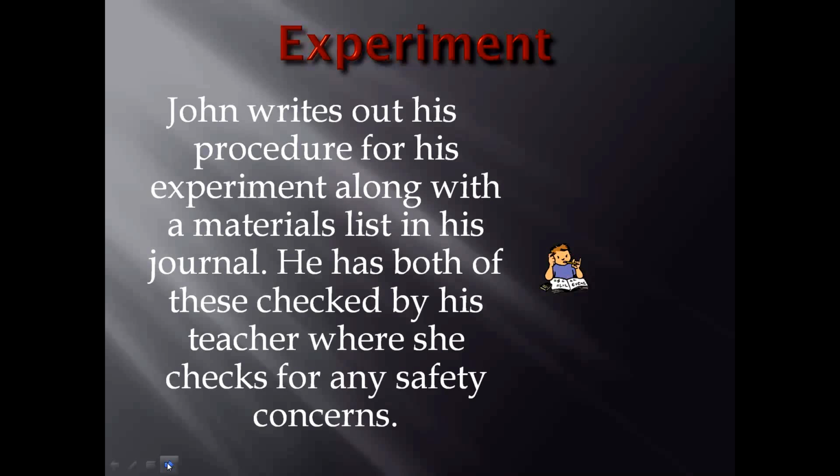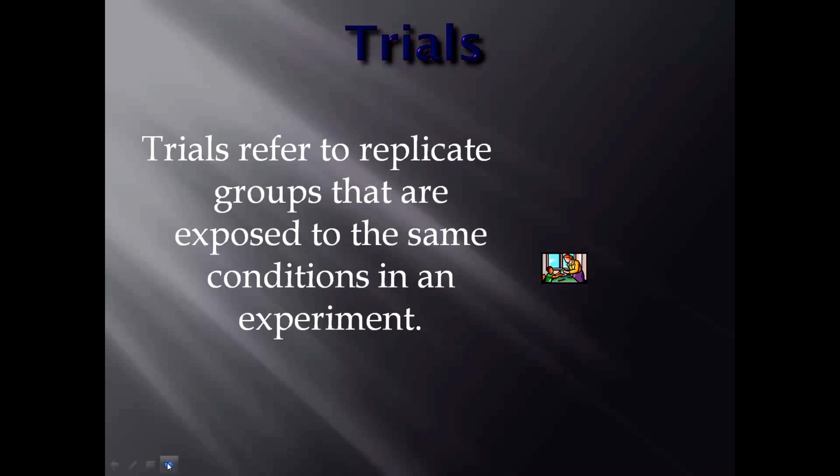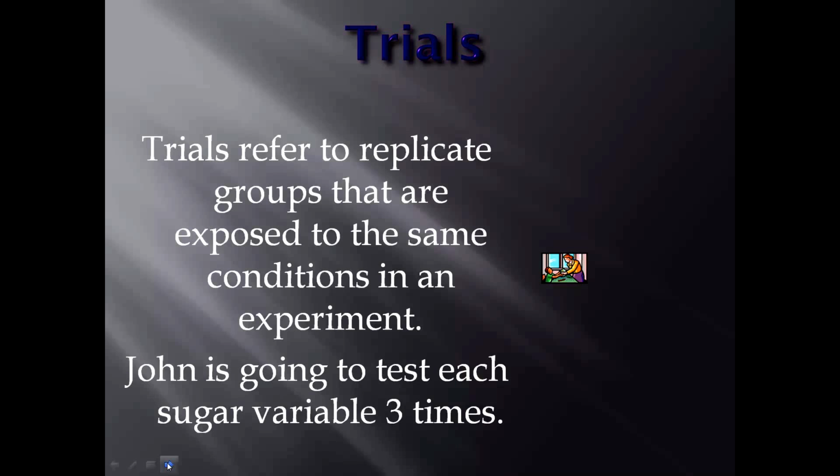The experiment. John writes out a procedure along with a list of materials in his journal, and again has these checked by his teacher. Trials refer to replicate groups that are exposed to the same conditions. How many trials are you going to perform? 1, 2, 3. Again, it depends on what type of experiment, the number of trials you're going to use. And John's going to test each sugar variable 3 times.